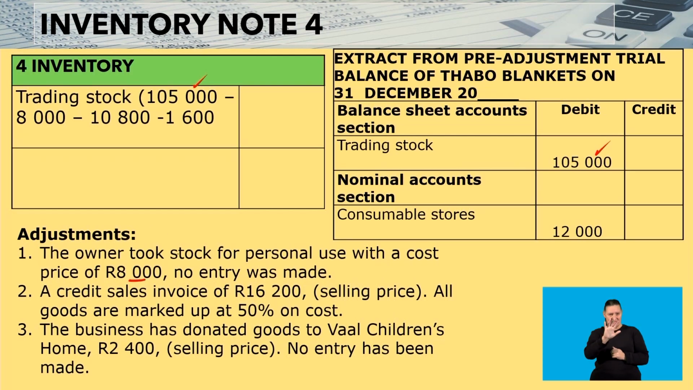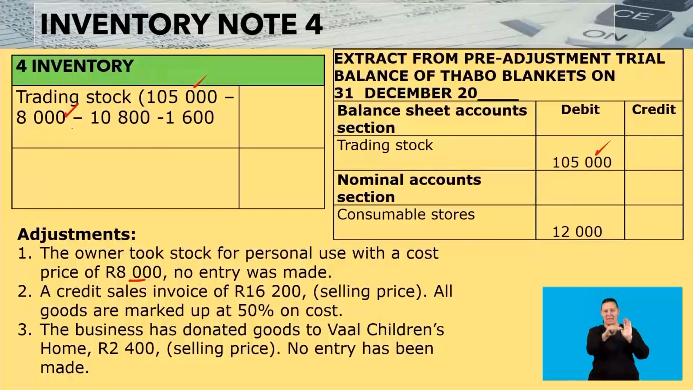Then when the owner takes goods for personal use, we call that drawings. We will come and we will subtract that stock. That is why you see I say minus 8,000. The stock that the owner has taken for personal use is no longer in the business. Hence, we subtract it. That is why you see I say minus 8,000 over there. All right? And then we go to adjustment number 2.